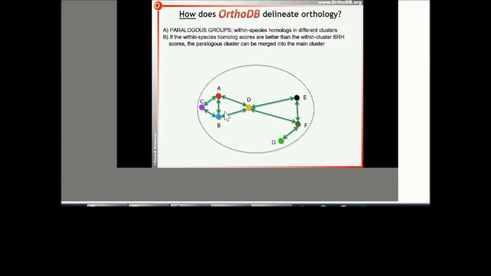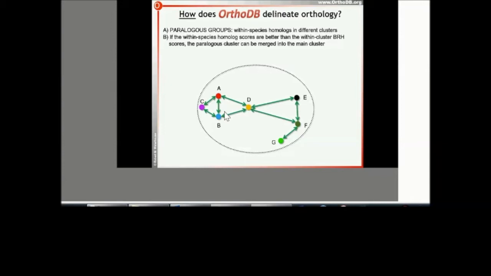The next step is to add paralogous groups. These are within species homologs but are in different clusters. So if the within species homolog scores are better than the within cluster best reciprocal hit scores, then the paralogous cluster can be merged into the main cluster. And we'll try and explain this in the diagram.